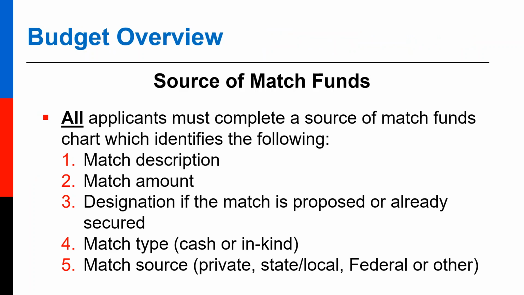The fourth and final section of the budget is your source of match funds, and all programs must complete a source of match funds chart. The amount entered must equal the budgeted total for local match as entered in sections 1, 2, and 3 of the budget. And the chart identifies the following: the match description, match amount, designation if the match is proposed or already secured, the match type, whether it's cash or in kind, and the match source, private, state, local, federal, or other. This section is also completed in eGrants.